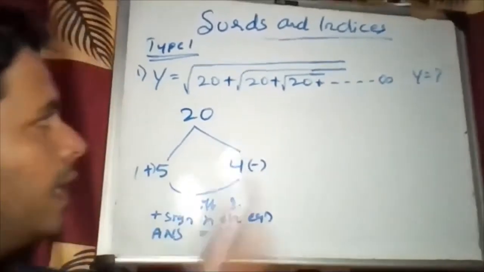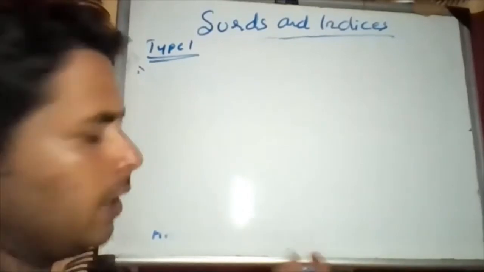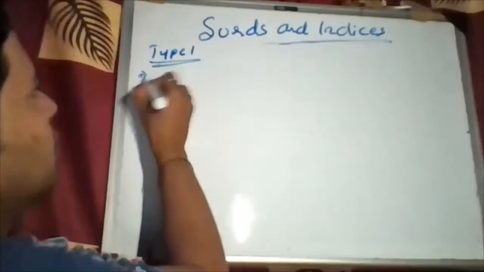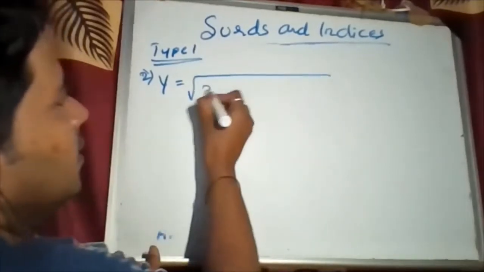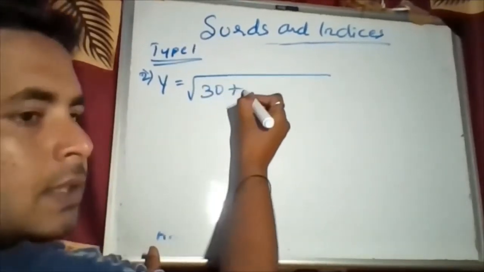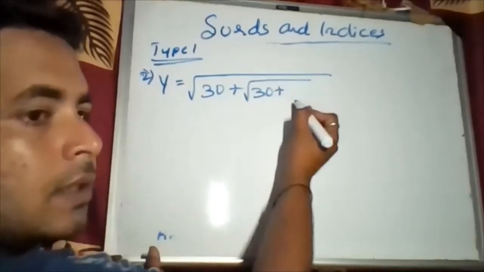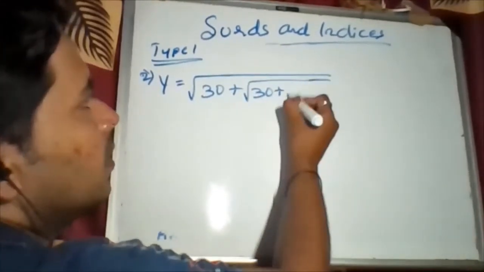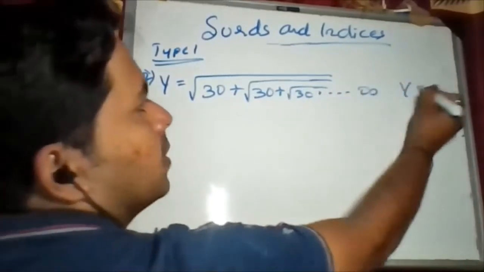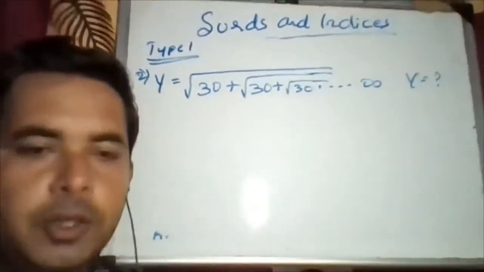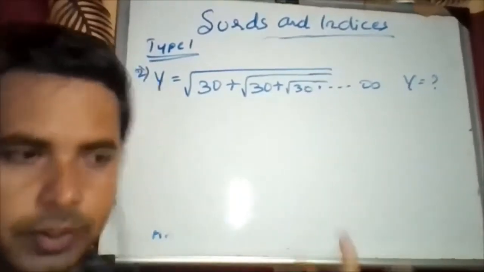It looks so difficult, but the steps are very simple. So I'll give one more question. You try this. The second question is find the y value. The equation is 30 plus 30 plus 30 plus and up to infinite. So what is the value of y? Do it quickly and tell. You can tell just by looking at the question only. No need to solve.